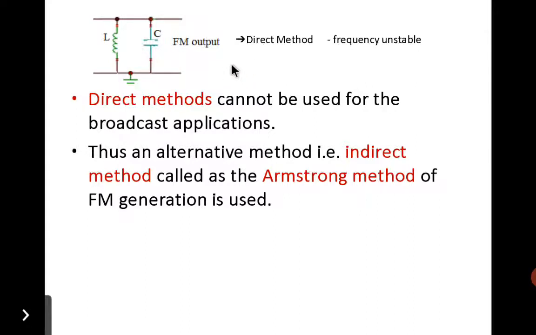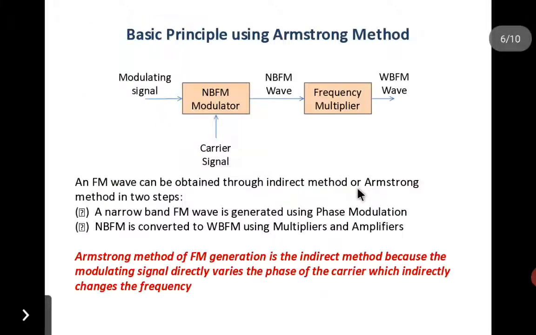Thus, an alternative method called indirect method or Armstrong method is used for FM generation. Now let us see the basic principle using Armstrong method. So here, FM wave can be obtained in two steps. First, a narrowband FM wave is generated using a phase modulator.